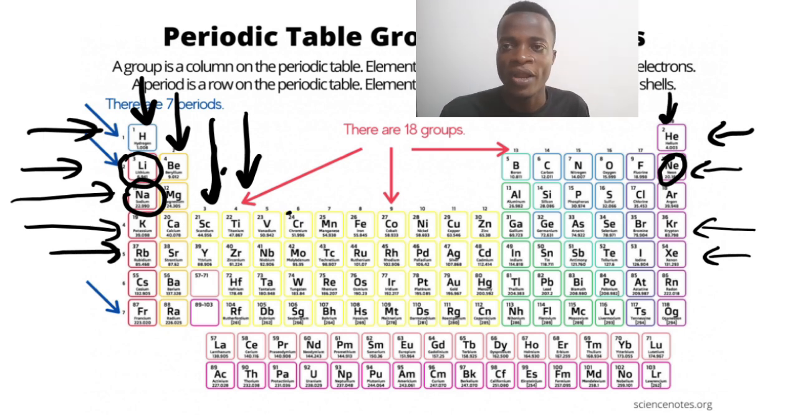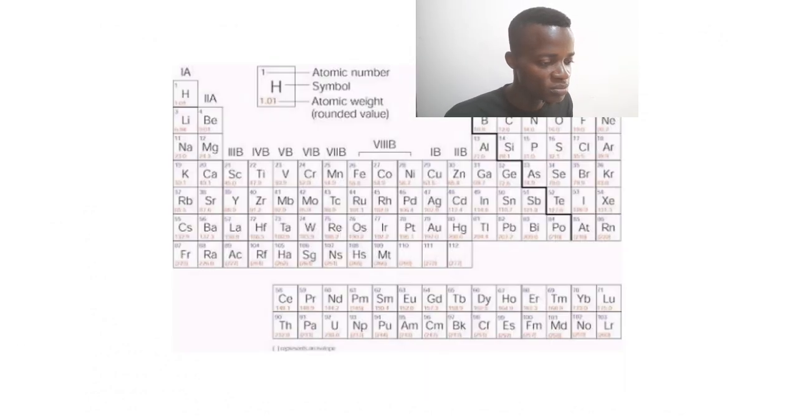All the columns, meaning the vertical components, we call them what? Groups. All the columns are called groups, and the horizontal components, the rows, are called periods, right? Now we know that there are 18 groups in total. Let's go a bit deeper into that, rows and columns.